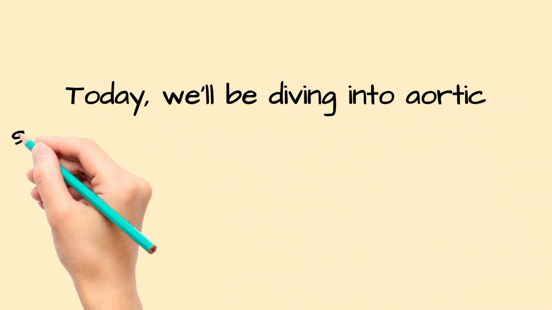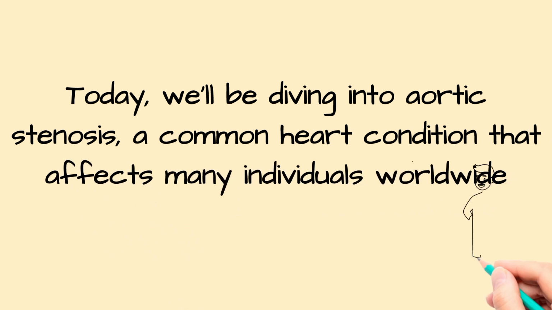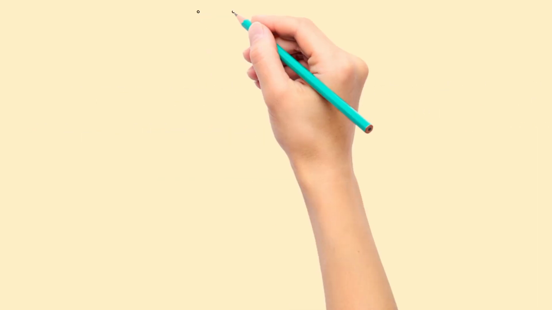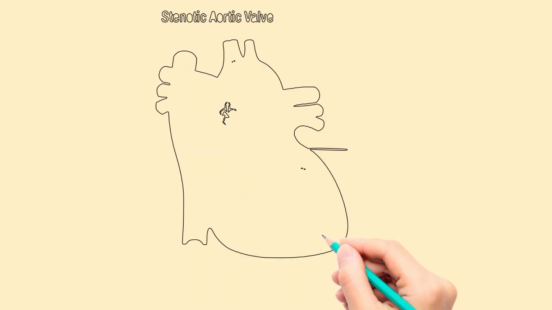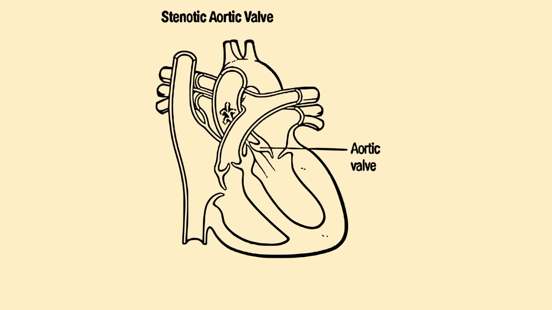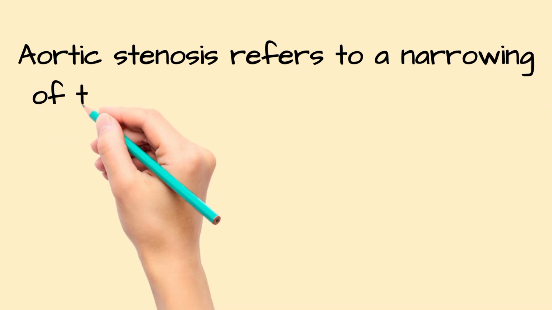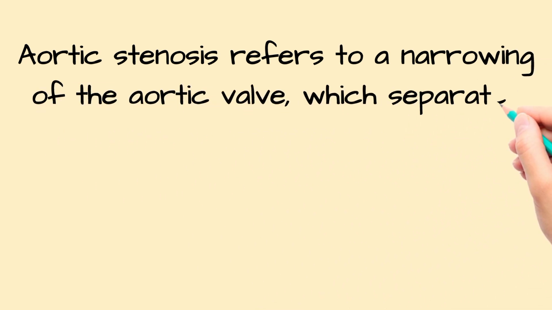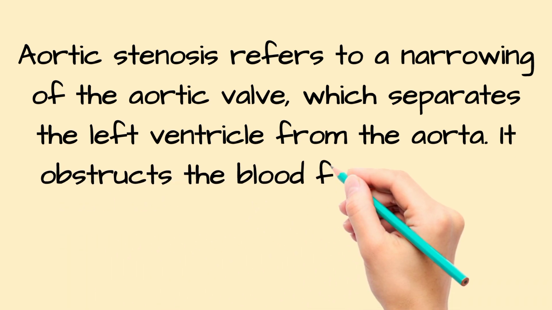Today, we'll be diving into aortic stenosis, a common heart condition that affects many individuals worldwide. Aortic stenosis refers to a narrowing of the aortic valve, which separates the left ventricle from the aorta. It obstructs the blood flow from the heart to the rest of the body.